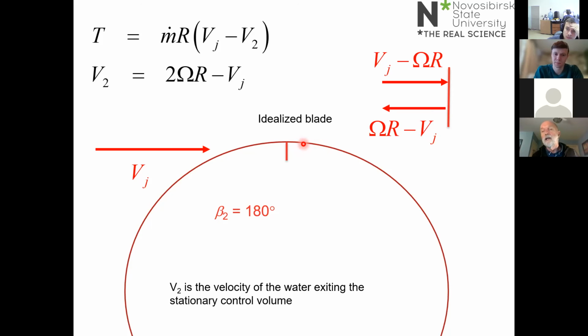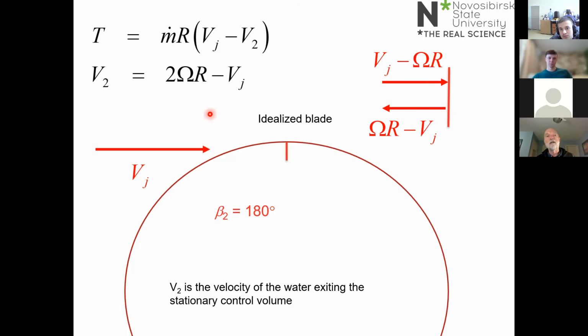I didn't say it when I was explaining the Crossflow example. That's what I did with Crossflow. So if I have a stationary control volume, the jet is coming at velocity Vj, and just imagine that's an idealized blade. It's just a straight blade, because that straight blade can be imagined to be accepting a velocity Vj minus omega r hitting it, and then a velocity omega r minus Vj leaving it.